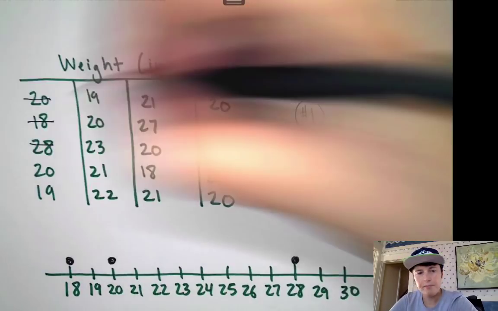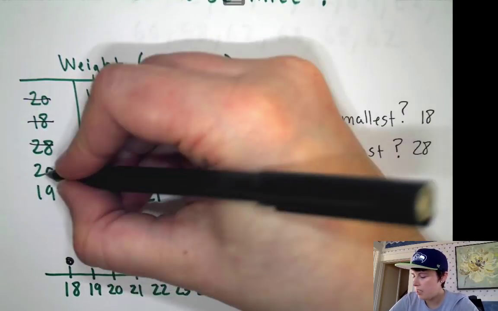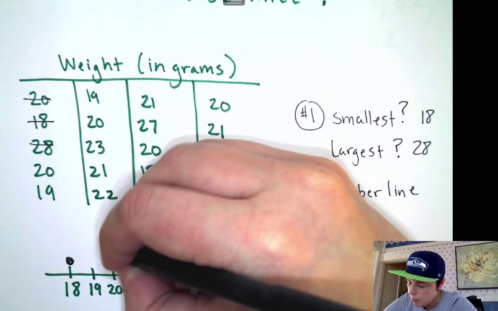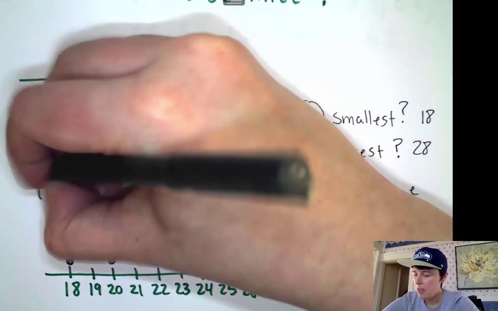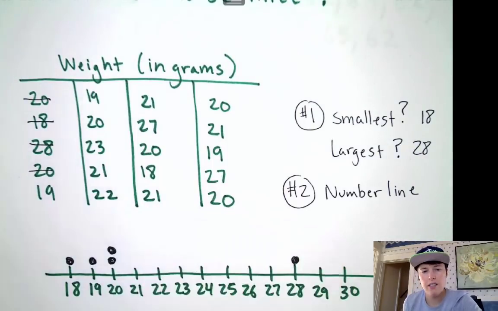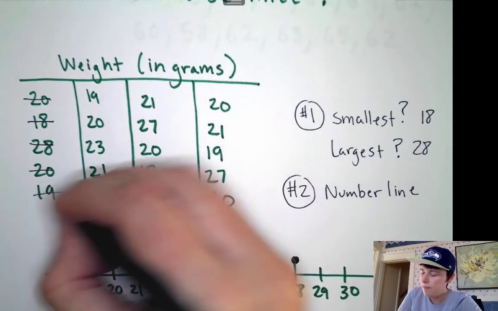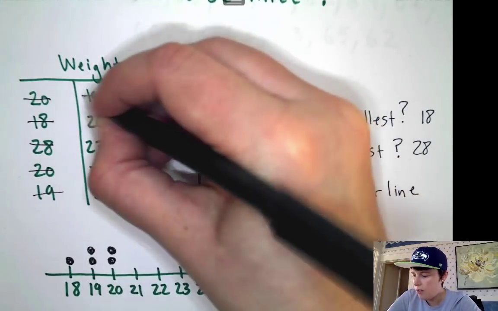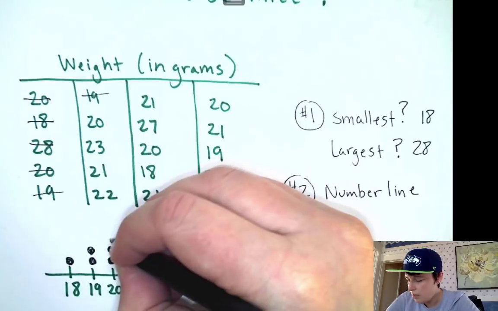I'll cross it out. If I had a mouse that was 20, I'm going to go to 20. Oh, I already had one at 20, so I'm going to put another dot up above it. I'm going to stack them. And then I have a mouse that's 19, so I'll put one right here at 19. Cross the 19 out. Here's another 19. I'll put it right on top. Cross it out. Here's another 20.